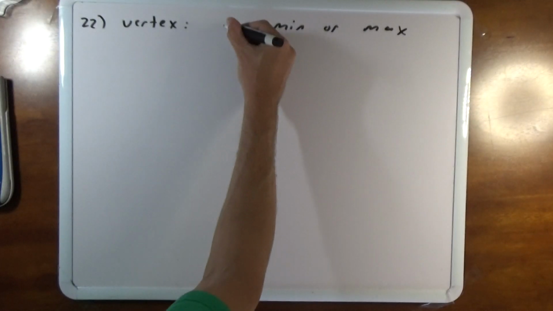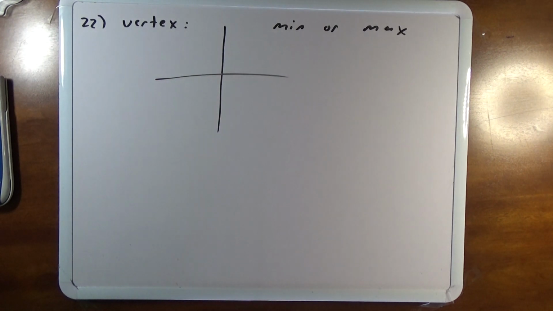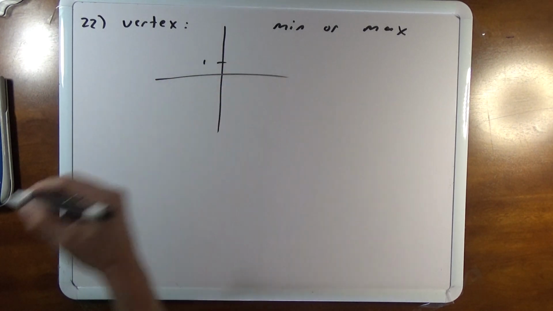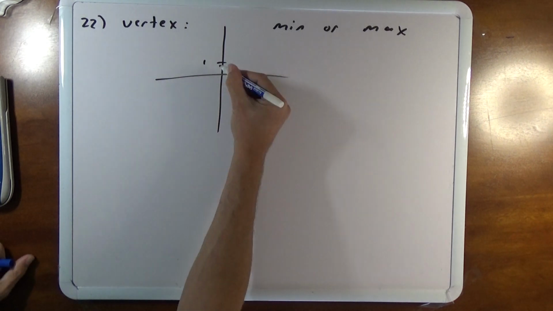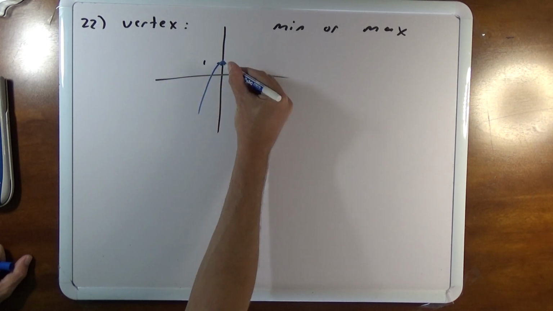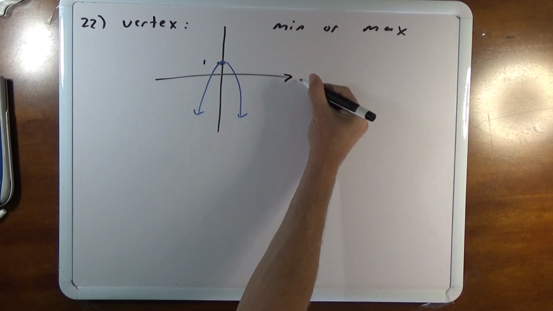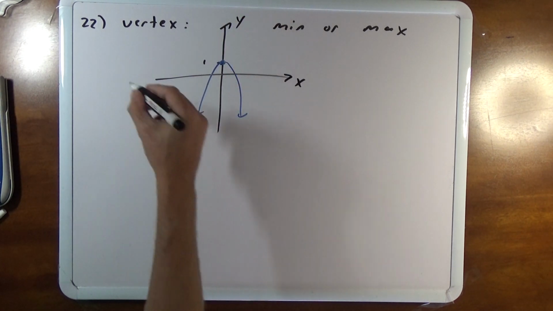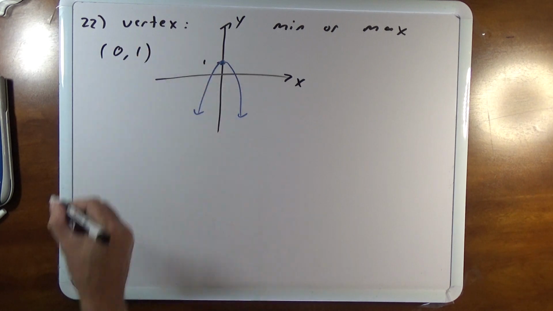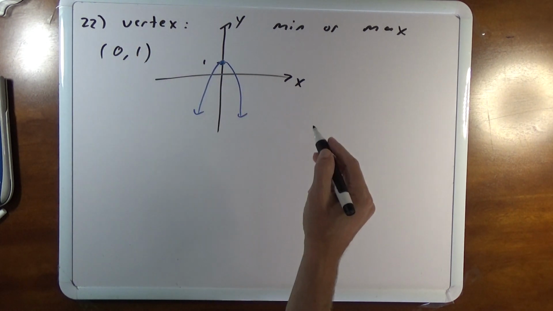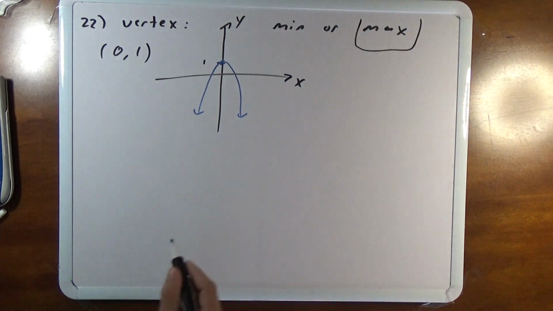So ours looks just kind of like this. This is always on the x, this is always on the y, so our vertex is 0, 1. And in this case, it is a maximum because our graph opens down. So this would be like the opposite of x squared plus 1. It would be close.